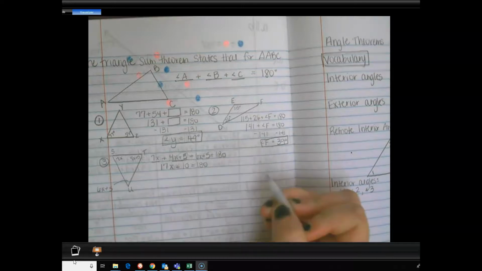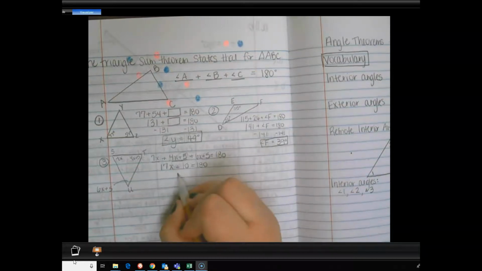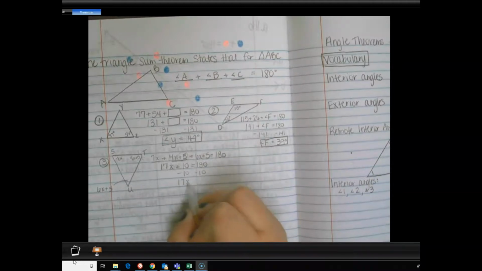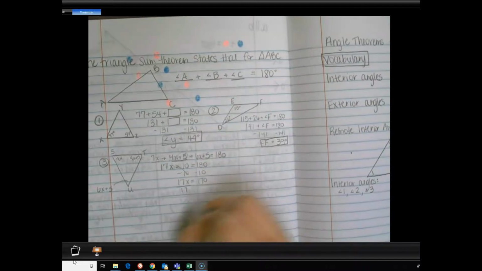From here, we're going to just solve for the variable. So we're going to subtract 10 from both sides. These cancel. 180 minus 10 is 170. Divide both sides by 17, and I get that x equals 10.